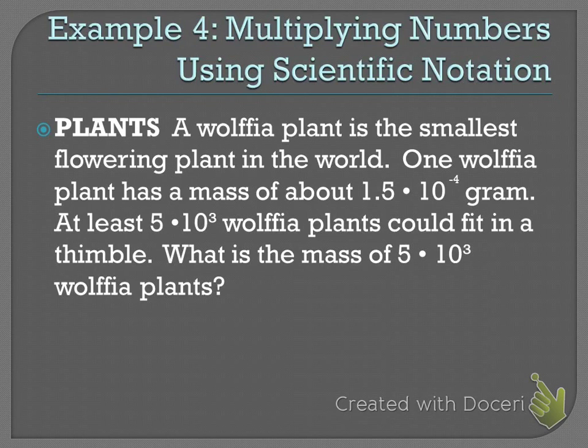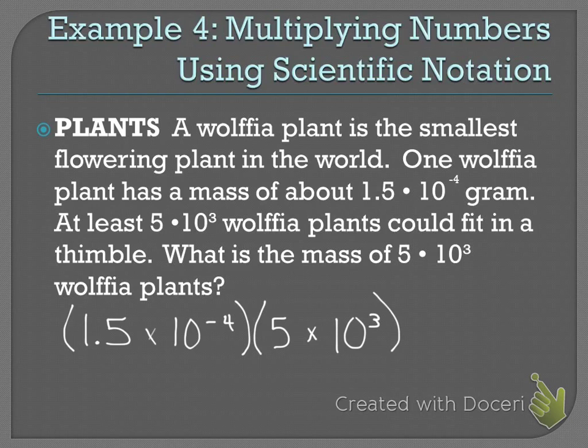Okay, in example 4, now I'm multiplying numbers in scientific notation. All right, so I'm multiplying, in this example, 1.5 times 10 to the negative 4th power times 5 times 10 to the 3rd power. All right, now commutative property of multiplication says that I can multiply in any order. I want to multiply my numbers together first. What's 1.5 times 5? It's going to be 7.5.